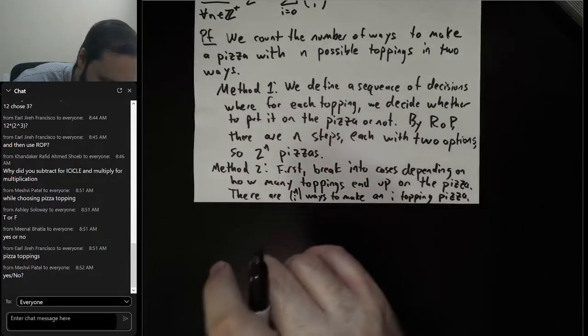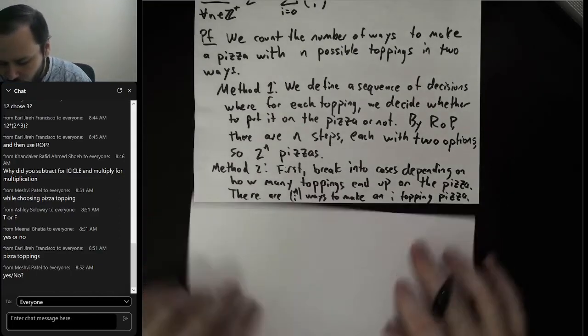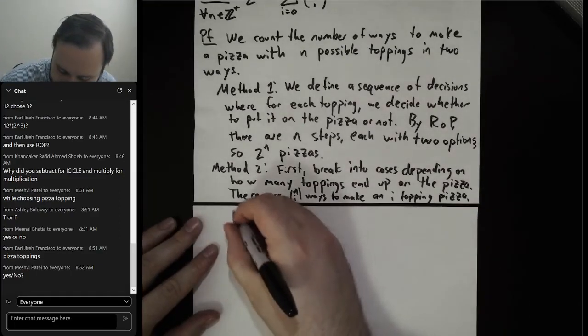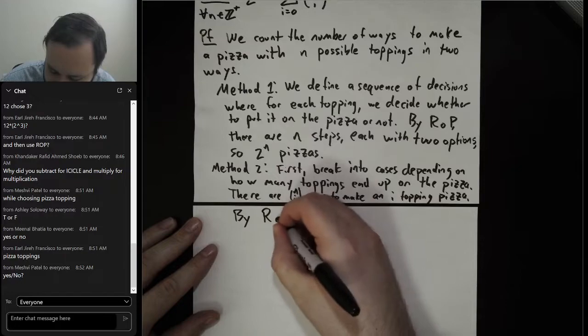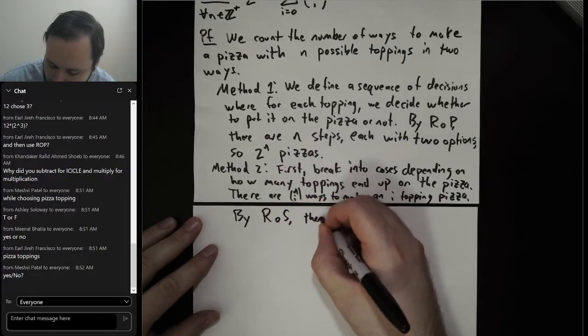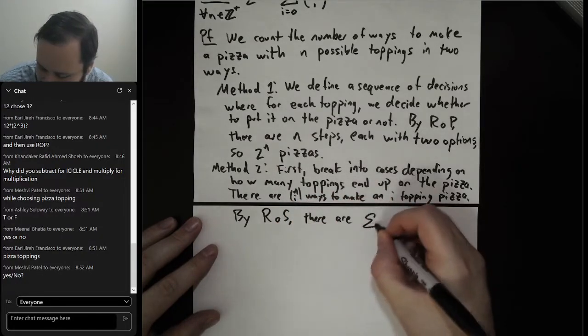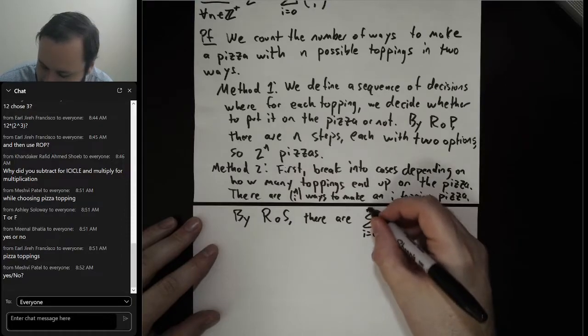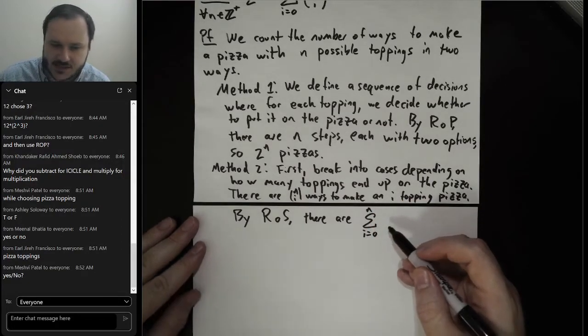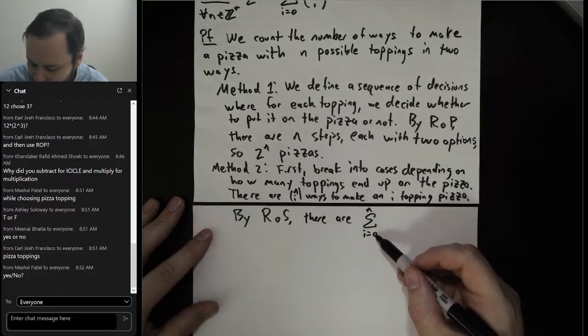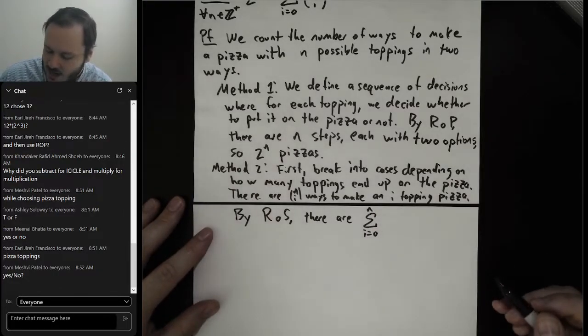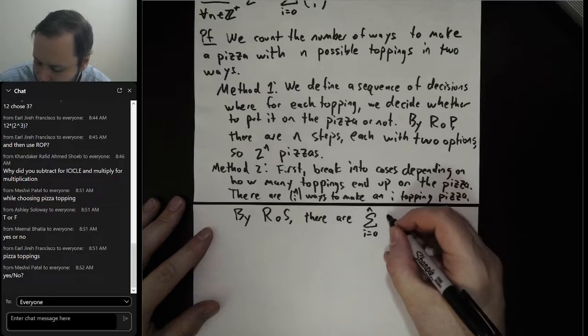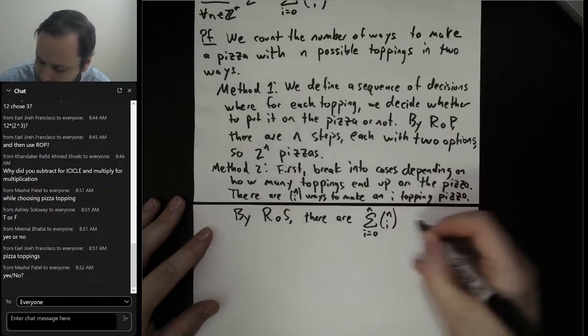I'm going to go on to the next page. By the rule of sum, there are the sum from i equals 0 up to n. Those are all my different cases for number of toppings. I could have 0 toppings all the way up to n toppings. And n choose i different pizzas.